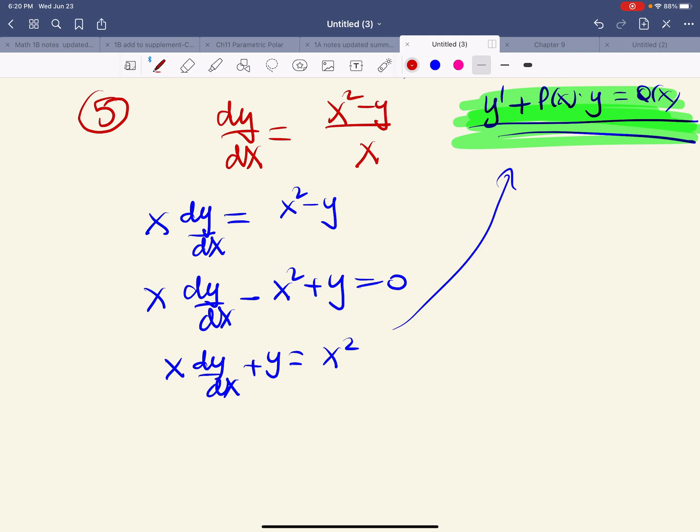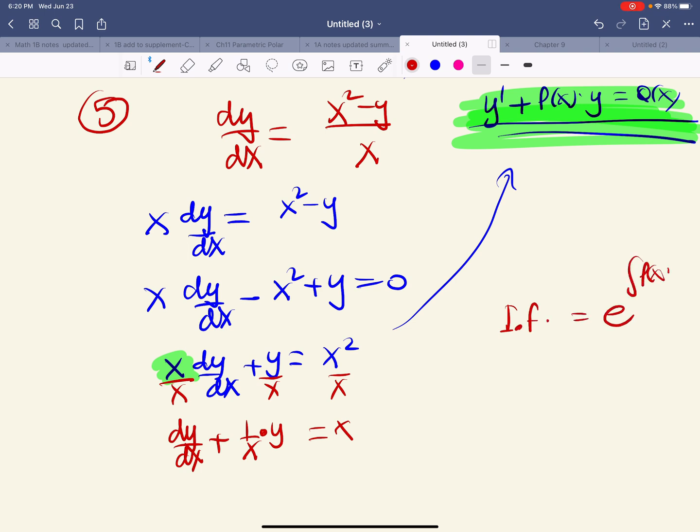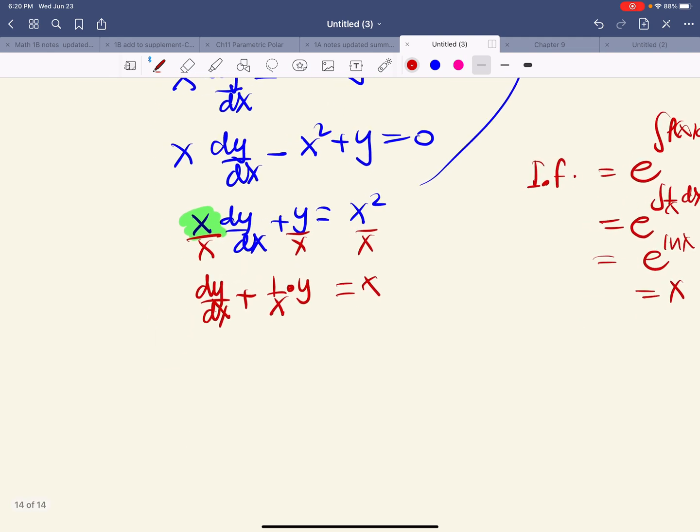Okay, now I do need this x to go away from here, so I'm going to divide everything by x. It turns out to be dy dx plus 1 over x times y, since y over x is the same thing as 1 over x times y, equals x. Let's go ahead and find the integrating factor, which is going to be e to the integral of p of x dx, e to the integral of 1 over x dx. That will be e to the natural log of x, which is just going to be x.